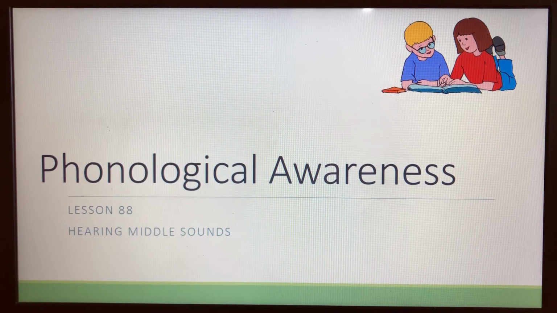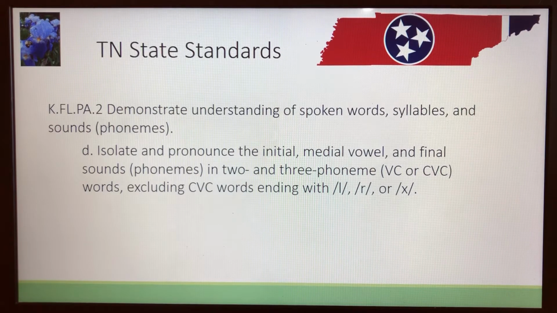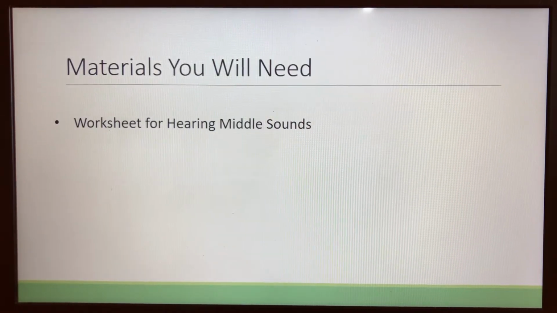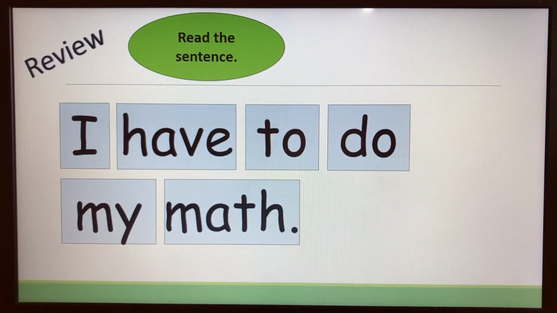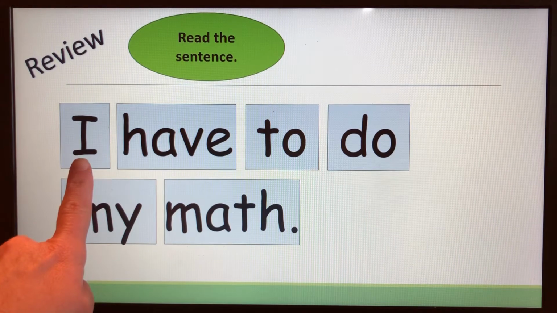This is lesson 88, hearing middle sounds. These are the state standards for today's lesson. And here's a sentence for us to read together. Read this sentence with me.